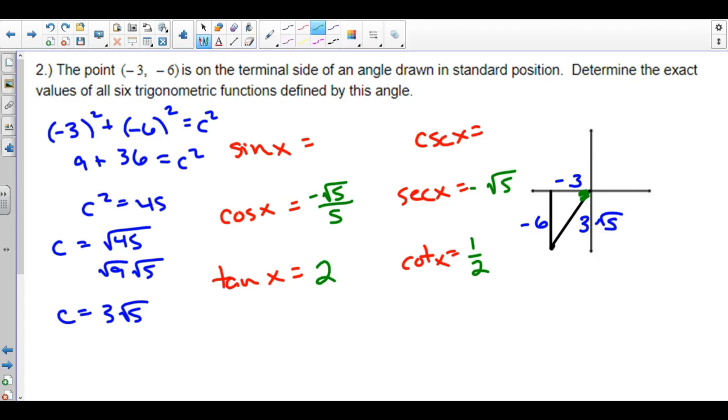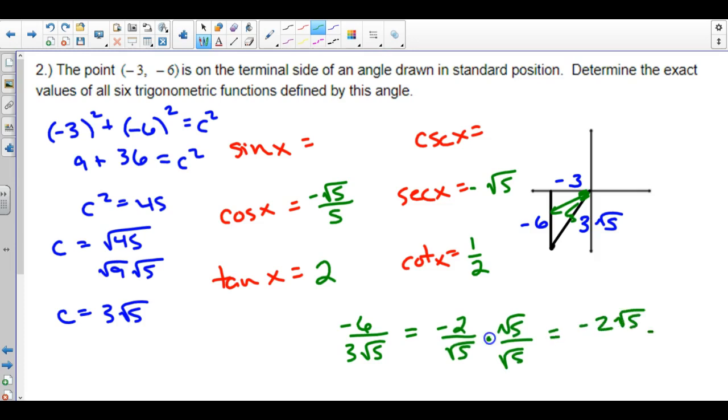And then lastly, to get my sine ratio, I'm going to take the ratio of my opposite side, which is -6, over my hypotenuse, which is 3 radical 5. This will look similar to what we did before with cosine. Simplify the -6 over 3, which is -2. Radical 5 stays in the denominator, and then I just have to rationalize it. So I'm going to end up with my sine of x being -2 radical 5 over 5.